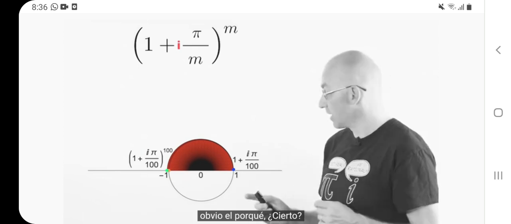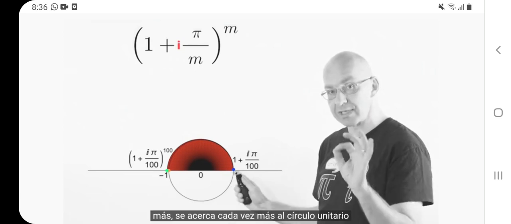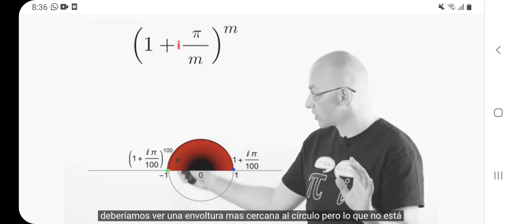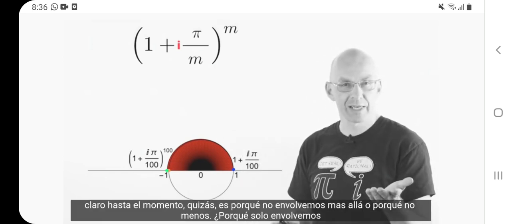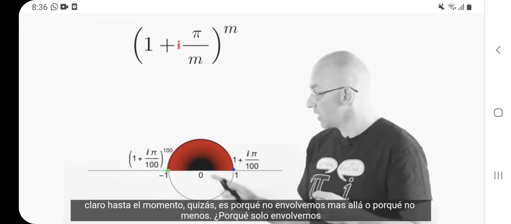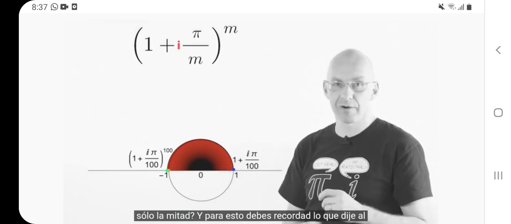So it's pretty obvious why, right? The bit that's obvious so far is that because that guy here wanders down and down, it gets closer and closer to the unit circle, so we should get a closer and closer wrap around the unit circle. But what's not clear at the moment, maybe, is why we don't wrap further or closer. Why do we just go halfway around?